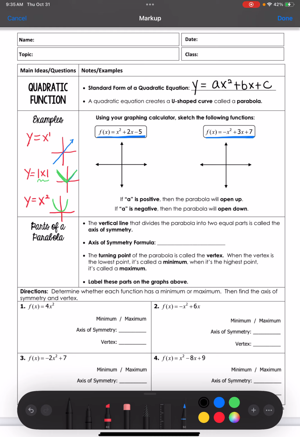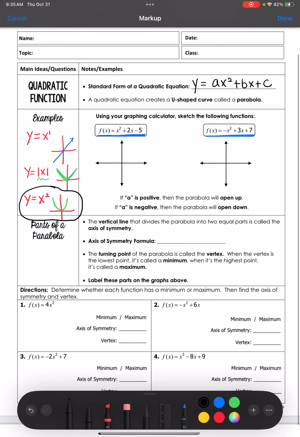So as an example, I drew y equals x squared earlier. In this case, your a value is 1, and then you don't have any bx term, so your b value is 0, and also no constant, so your c is 0. But your graph could be more complicated, like these two equations.